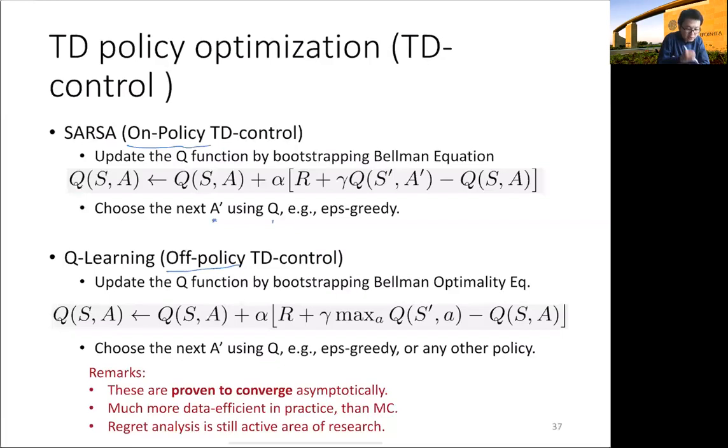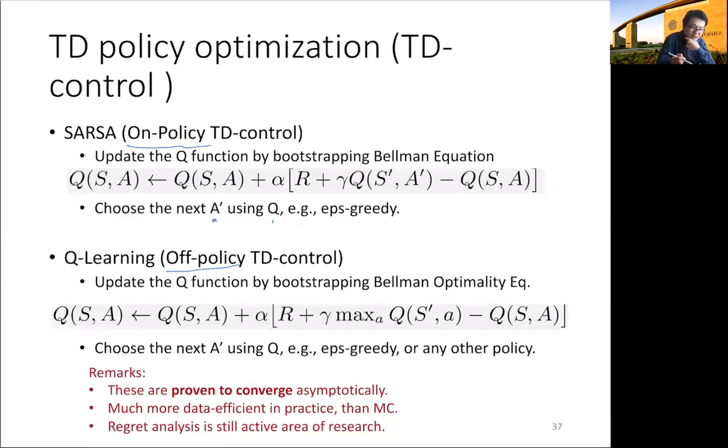It could be greedy, it could be epsilon greedy. Often you need to explore a little bit. Epsilon greedy means that you choose what you believe to be the optimal policy based on this value function Q with probability 1 minus epsilon. Otherwise, you choose an arbitrary policy, say uniformly at random, right?